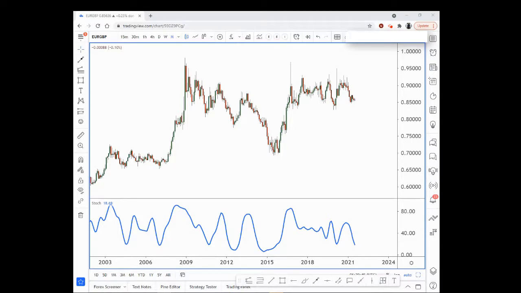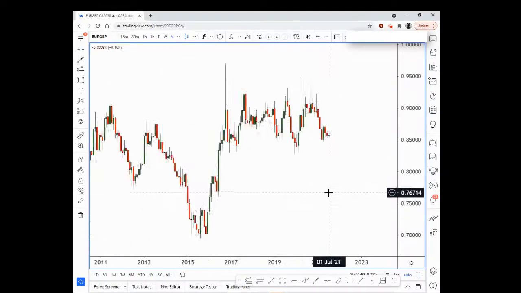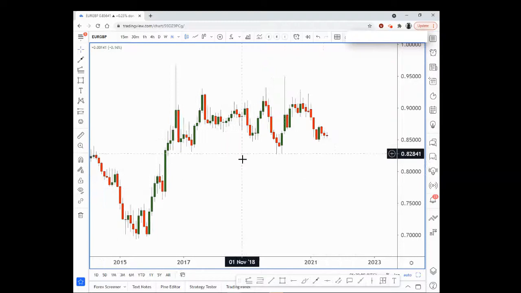Hi everyone, welcome to today's trade of the day, and for today's trade of the day we'll be looking at the euro pound. Let's take a look at it on the monthly and I'll remove the stochastics.